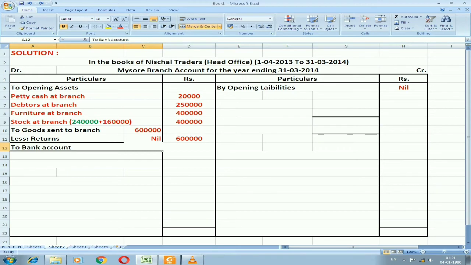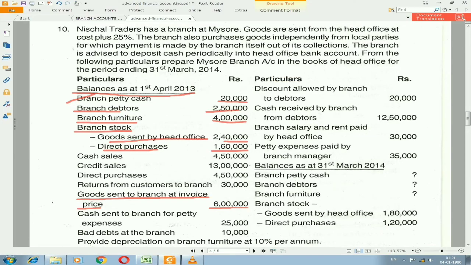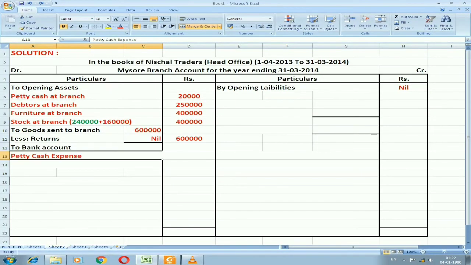Then we need to start with the bank account. As I told you, in the bank account we are going to record whatever expenditure has happened at the branch and whatever money is sent by the head office for that expenditure. Here one expenditure which we have is cash sent to branch for petty expenses. For petty expenses they have sent money to the branch, that we can record under bank account in the name of petty expenses, amount of rupees 25,000.